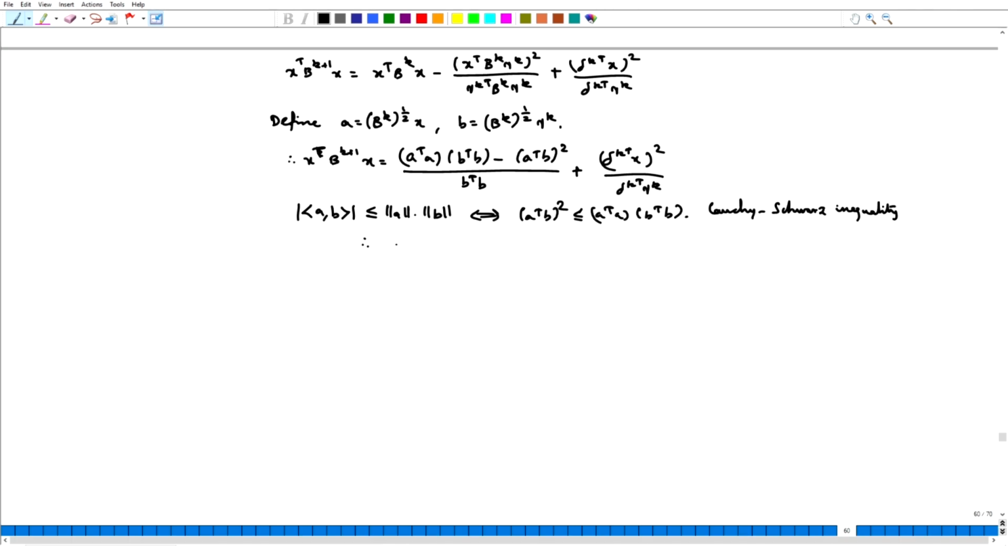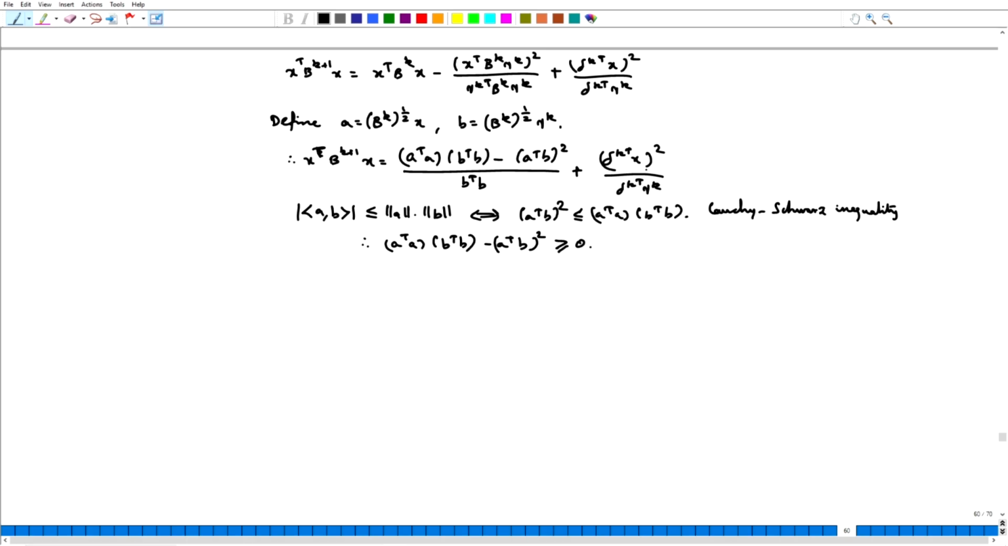Therefore, A transpose A into B transpose B minus A transpose B the whole squared is greater than or equal to 0. It can be 0 also, but that happens only when A and B are in the same direction, that is A equal to lambda B. Lambda can be 0 also, then it is trivially true. That is very clear.